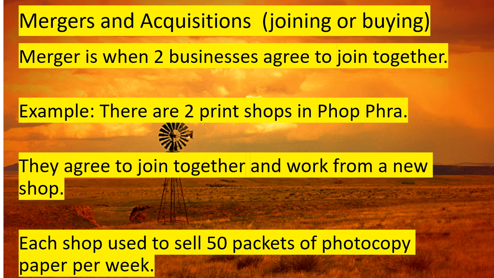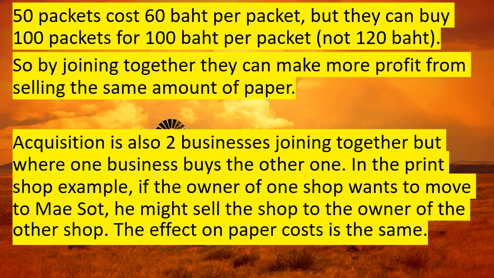Second one, mergers and acquisitions. This is joining or buying. So a merger is where two businesses agree to join together. So for example, there are two print shops in Popra. They agree to join together and work from a new shop. Each shop used to sell 50 packets of photocopy paper per week. 50 packets cost 60 baht per packet, but now they can buy 100 packets for 100 baht per packet. So that compares with before they had to pay 120 for two packets of 50 at 60 baht each. So by joining together, they can make more profit from selling the same amount of paper.